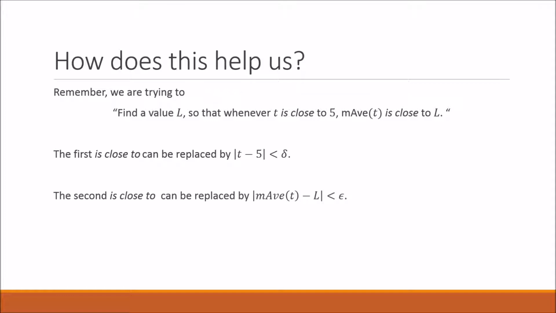Well, remember what we're trying to do. We were trying to find a value L so that whenever t is close to 5, the average rate of change was close to L. The first "is close" can be replaced with the absolute value of t minus 5 less than delta. So we want t minus 5 to be less than delta, which means t is pretty close to 5, and the second "is close to" gets replaced with the absolute value of the average rate of change minus L is less than epsilon. That means that the average rate of change is close to L.